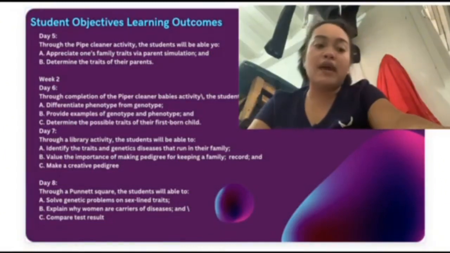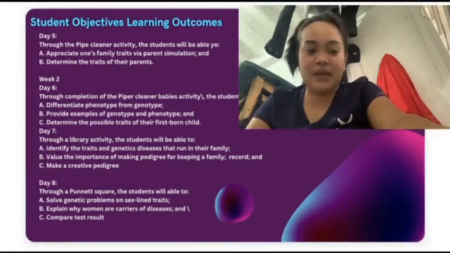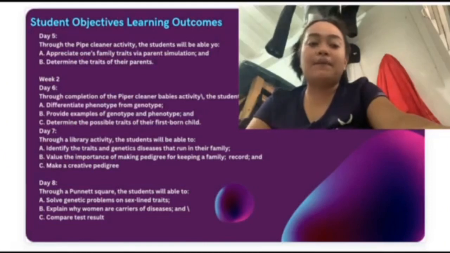In week 2, day 6, through completion of the Pipe Cleaner Babies activity, the students will be able to differentiate phenotype from genotype, provide examples of each, and determine the possible traits of their firstborn child. And on day 7, through a library activity, the students will be able to identify the traits and genetic diseases that run in their family, and value the importance of making a pedigree for keeping a family record and make a creative pedigree.